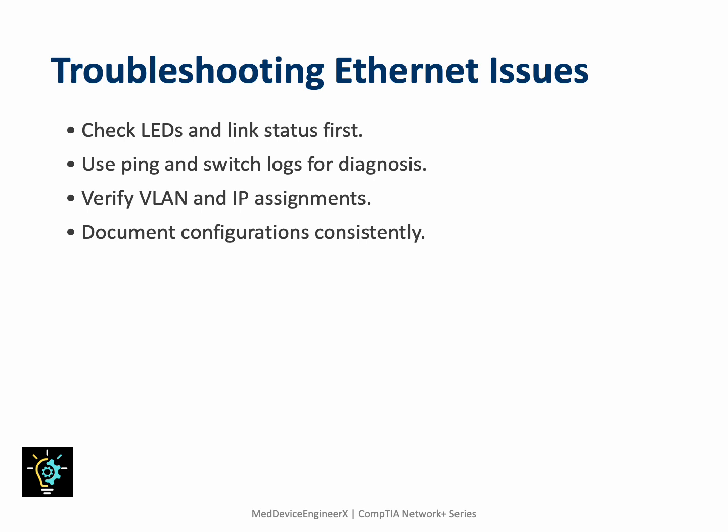Troubleshooting begins with physical checks. Are cables connected? Are LEDs active? Next, ping the device or review switch logs for errors. On systems like the PB980 or StealthStation, verify VLAN assignments and IP settings. Document every change to maintain traceability and simplify future maintenance.